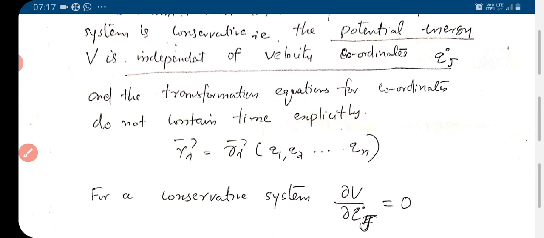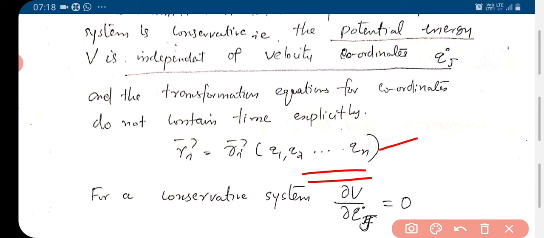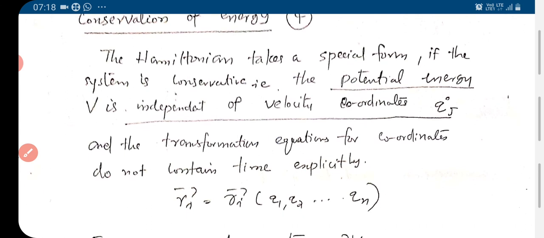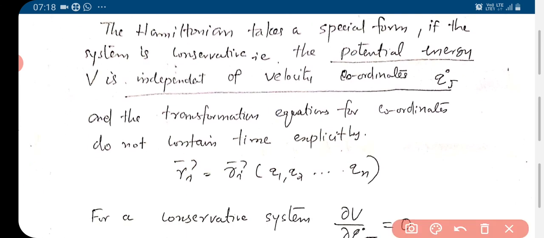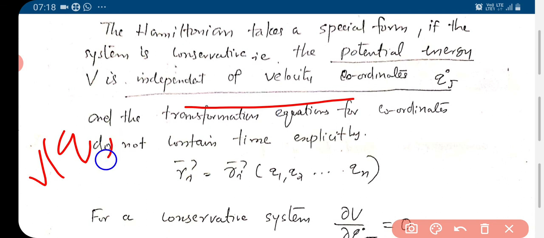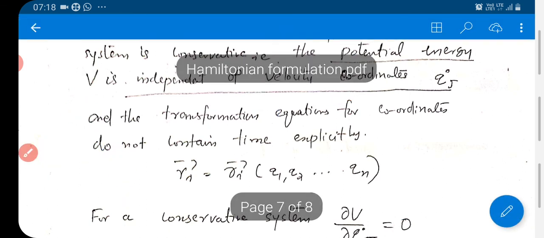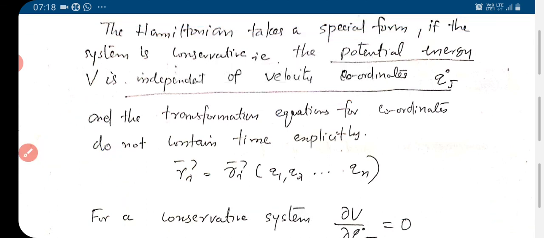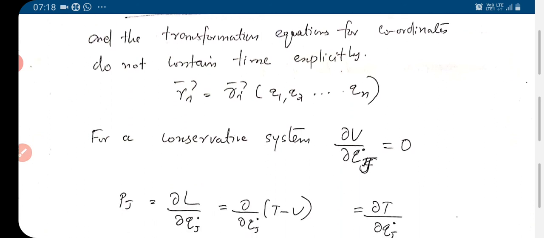ri is a function of q1, q2, ... qn, the generalized coordinates. Time does not come here. So the Hamiltonian takes a special form if the system is conservative, that is, the potential energy is independent of velocity. Potential energy is just a function of qj, and the transformation equations for the coordinates do not take time explicitly.